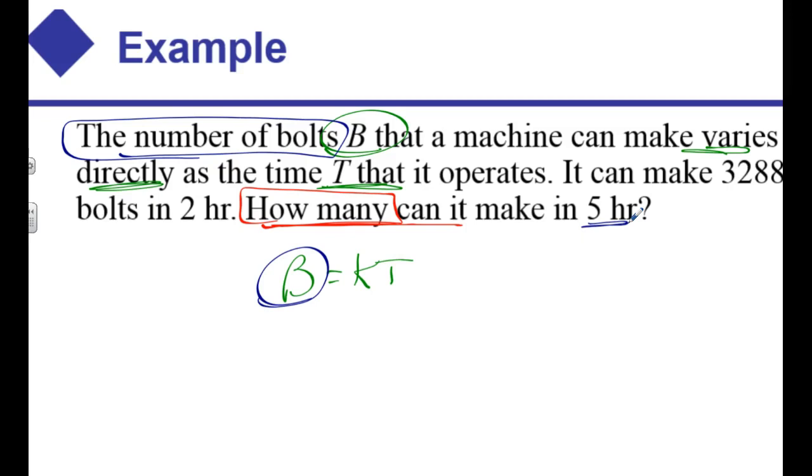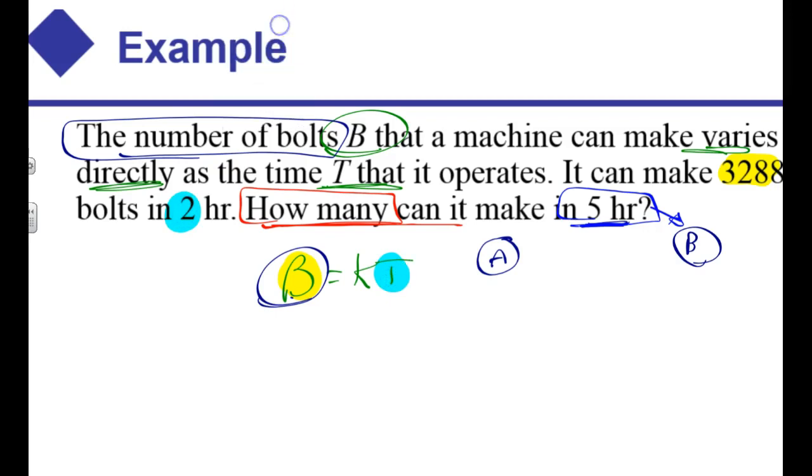So there's actually two parts to this. Part A would be find the equation, and then part B would be use that equation to find an answer. So the more steps that you show on this, the better it will be. So we're going to ignore this second 5-hour thing. I'm going to reserve that for part B, but part A, I think I have enough information. I'm going to be plugging in this. 3,288 is the number of bolts, and then the 2 is how long it takes.